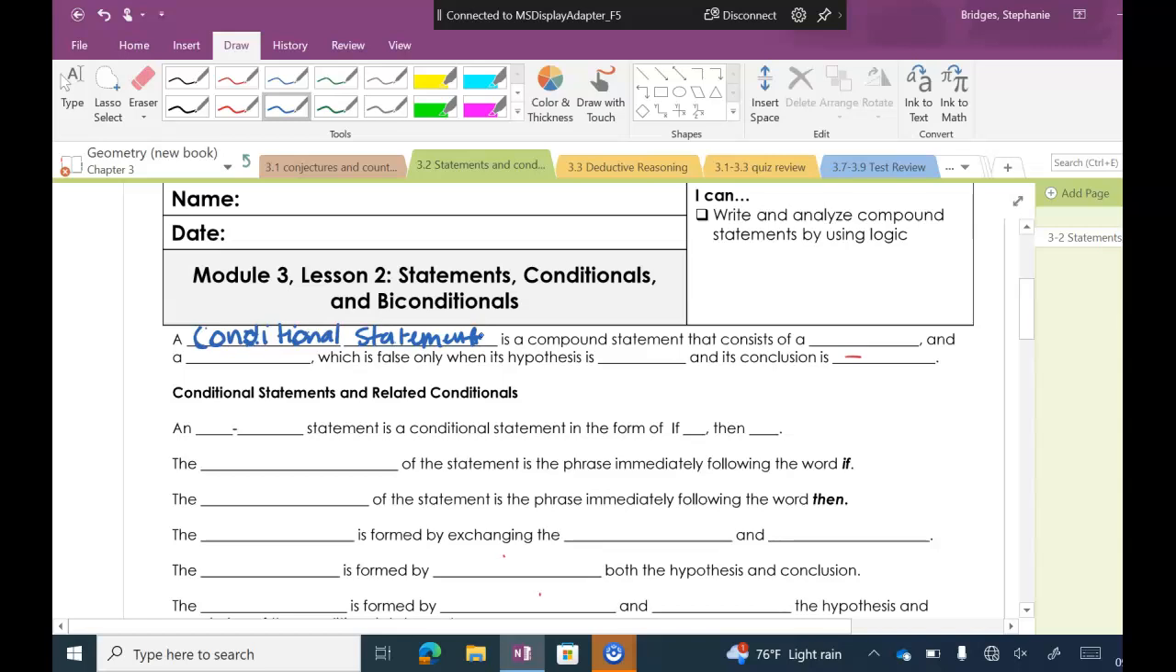Okay, a conditional statement is a compound statement that consists of a hypothesis. And what comes with a hypothesis? In science, when you make a hypothesis, then you draw a conclusion. Okay, so a conditional statement is a compound statement that consists of two parts. It consists of the hypothesis and of the conclusion.